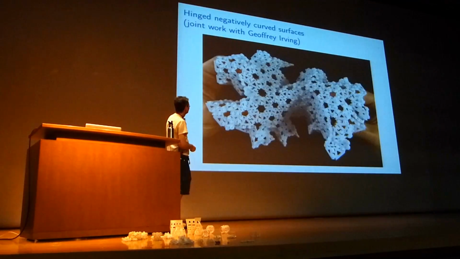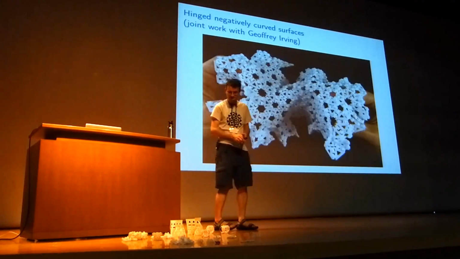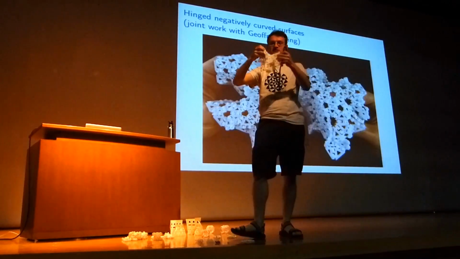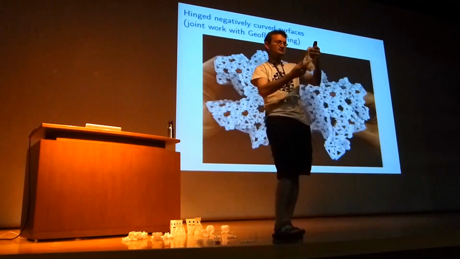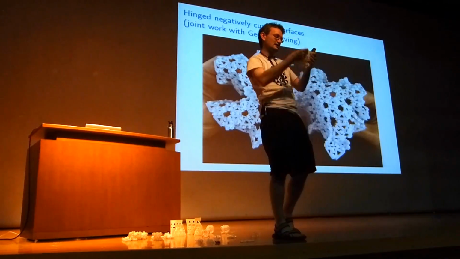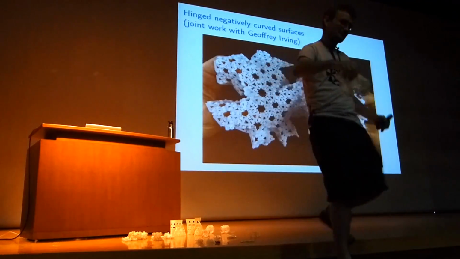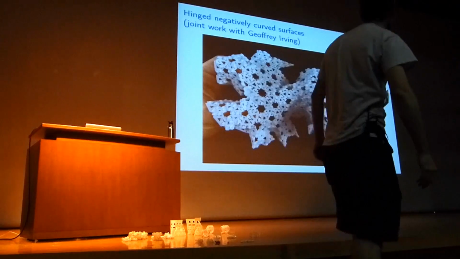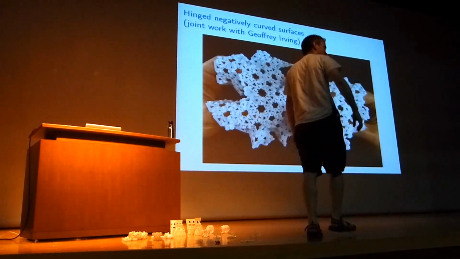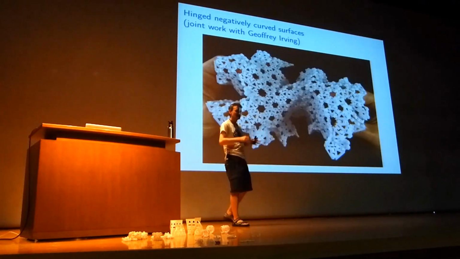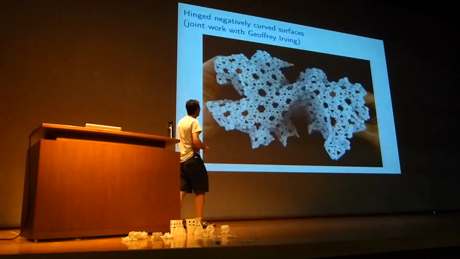Okay, last, I think I've got time. Last project, again with Jeffrey Irving. So these are hinged negatively curved surfaces. They look a little like doilies, except you cannot lay them flat. It doesn't work. This is printed in one object. So we did not print out hundreds of tiny little triangles and then somehow glue them together. It just came out of the printer like this.